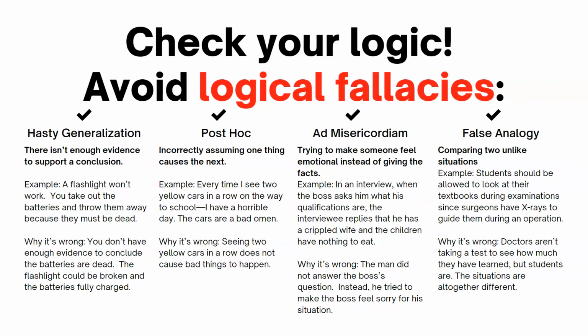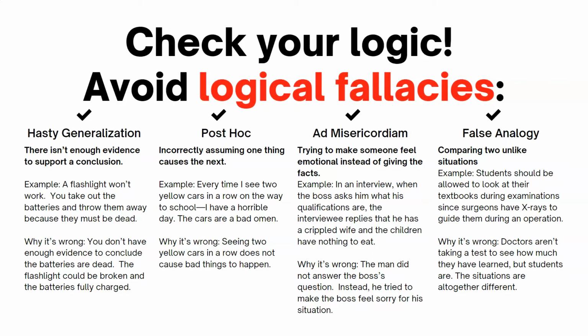Post hoc is when you incorrectly assume one thing causes the next. So an example: every time I see 2 yellow cars in a row on the way to school, I have a horrible day. The cars are a bad omen. So obviously seeing 2 yellow cars in a row does not cause bad things to happen. Even if 2 things are correlated or happen around the same time or the same place, doesn't mean that one causes the other. Next is ad misericordiam.